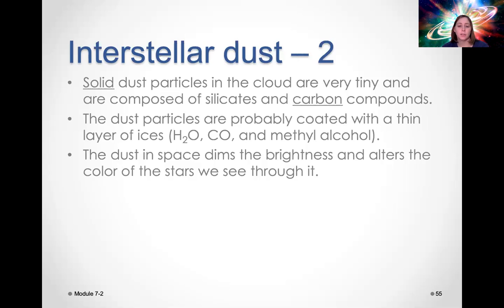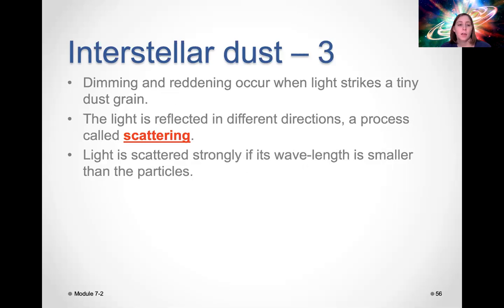Dust in space dims the brightness and alters the color of stars we see because the light is passing through this interstellar dust cloud. We'll typically get a dimmer and redder look because, as the light passes through the cloud, some of it will be bounced away from our vision, which causes the dimming. The light that's bounced away is typically the shorter wavelength, like the blues and purples, so we tend to see more reddish colors.